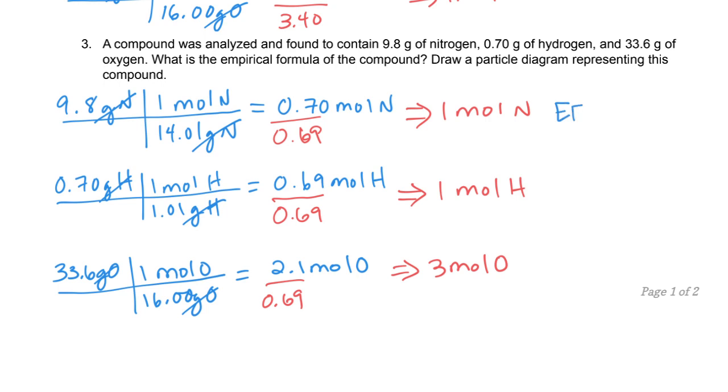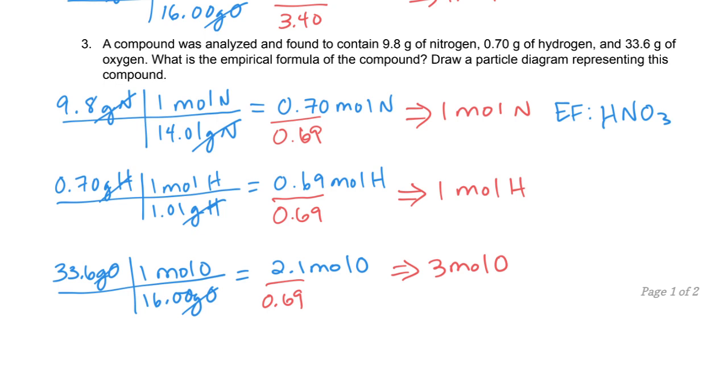And so our empirical formula would be HNO3. And as I mentioned earlier, we're not going to be picky about the order you write things. If you wrote that in any other order, it would be fine.